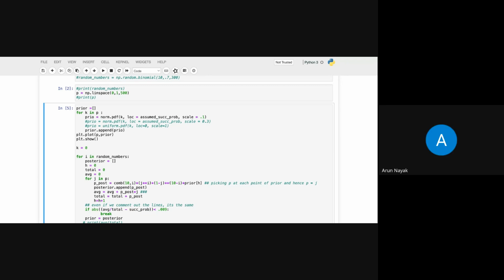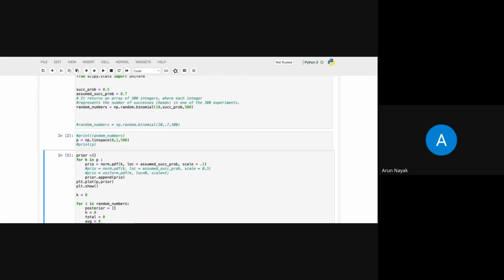So the LOC is 0.7 in your case, right? The starting LOC value here is 0.7. Exactly, because in the first experiment when I did, that was 70 heads out of 100 coin tosses.